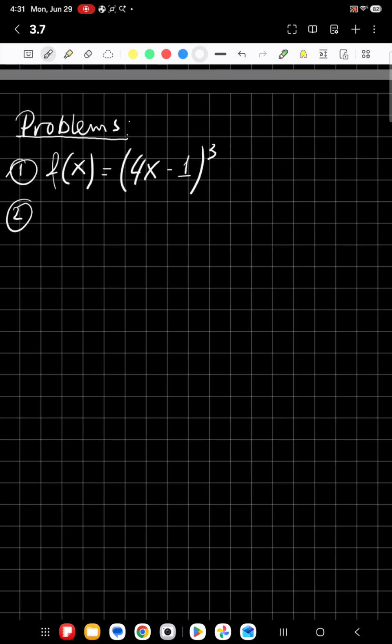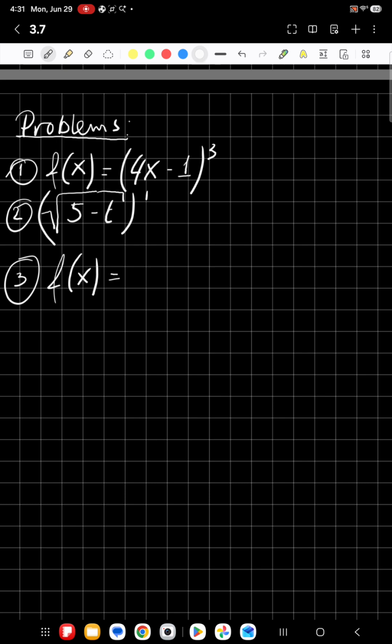Problem 2. So this one is radical 5 minus t. Right, then you guys need to calculate the derivative. Problem number 3. So f of x equals tangent squared x minus secant squared x.